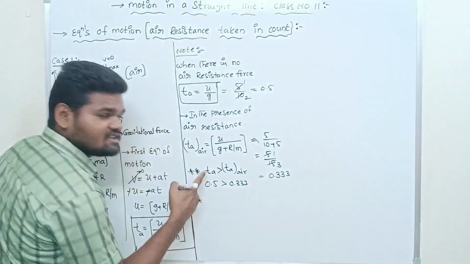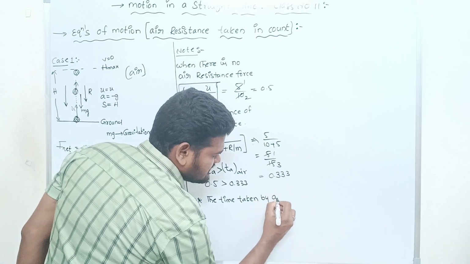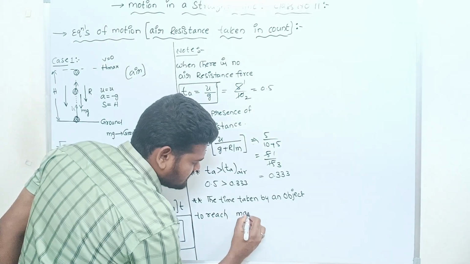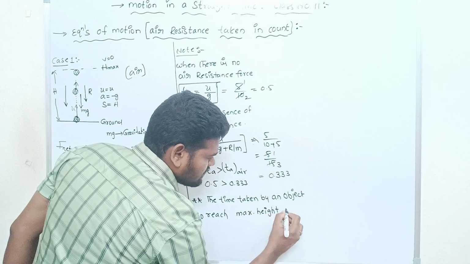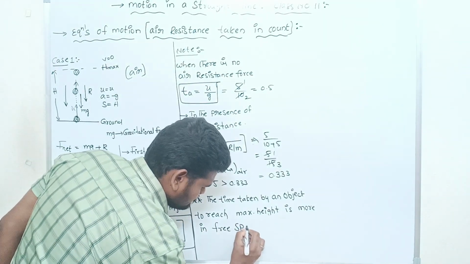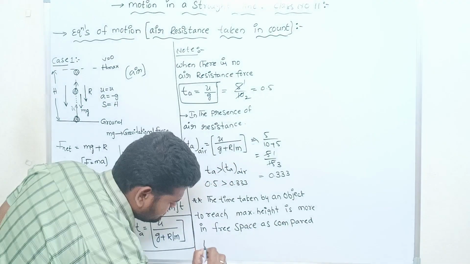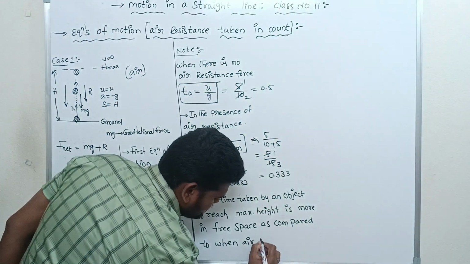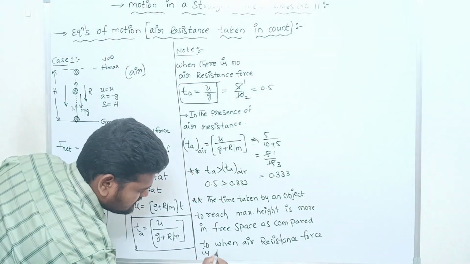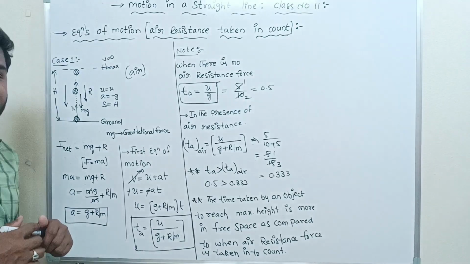Are you getting? This means the time taken by an object to reach maximum height is more in free space as compared to when air resistance force is taken into count. Okay, when the air resistance force is taken into count.